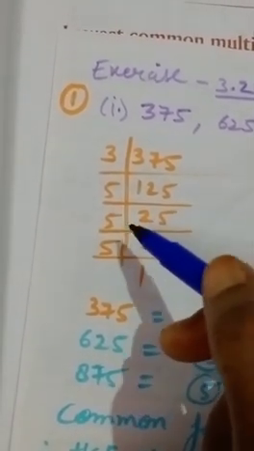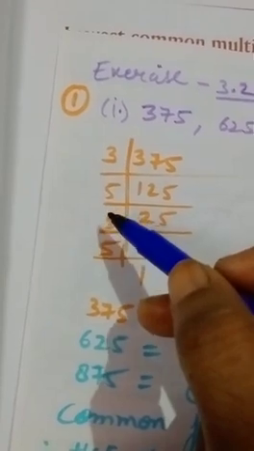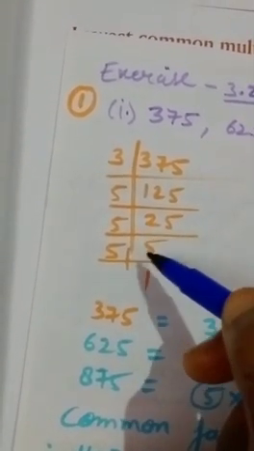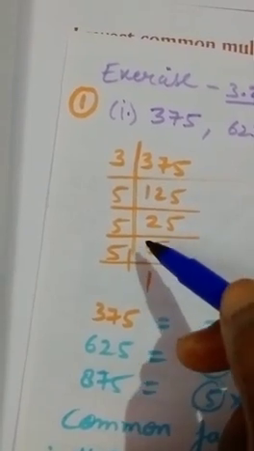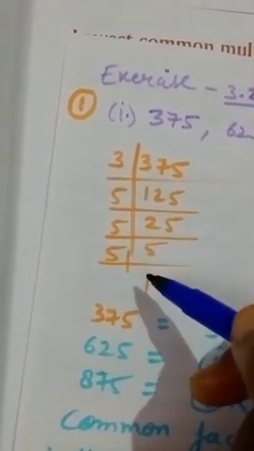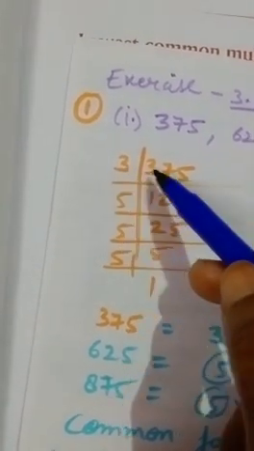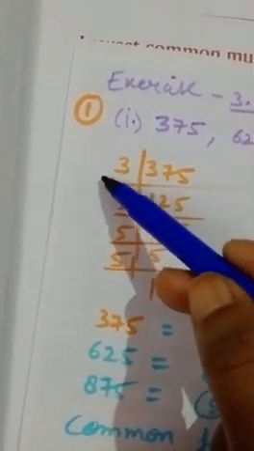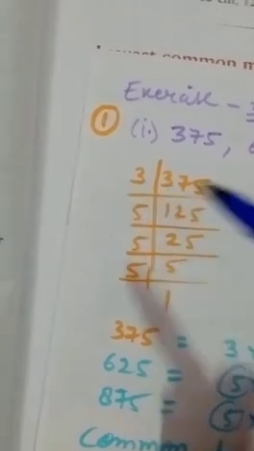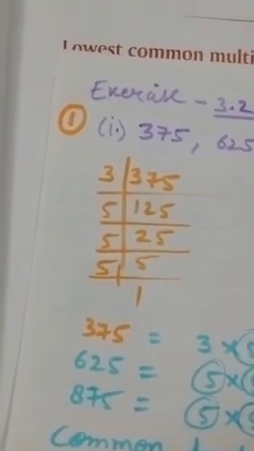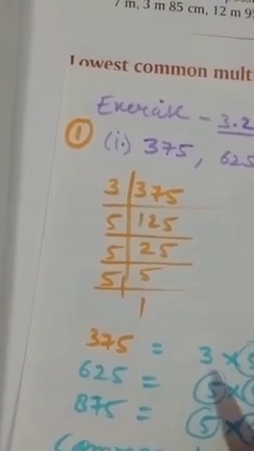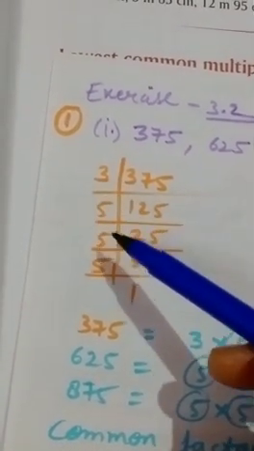25. 25, in the table of 5, how many times? 5 fives are 25. So right here. Now 5, how many times does 5 come? In the table of 5, 5 ones are 5. Okay. Now like this you have to divide by the number. It must be prime. You have to divide by the number by which the remainder is 0. Okay, so they become your prime numbers also.